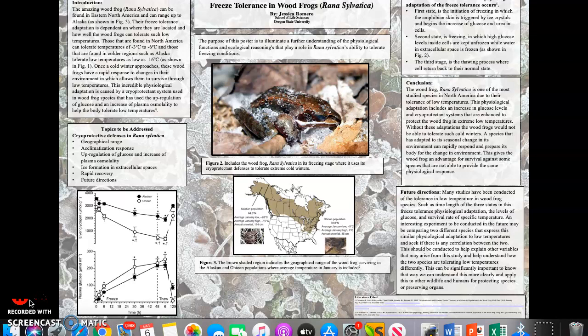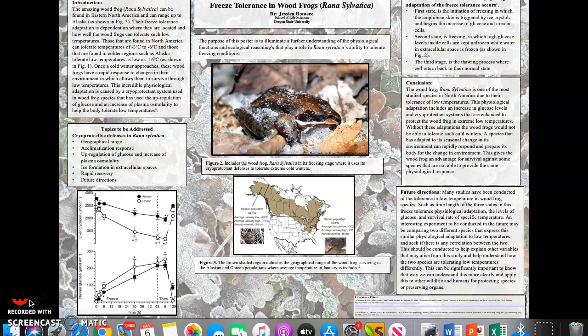This is very helpful for the frog, because with this physiological adaptation, it will not need to hibernate in a hole or move to a specific area. This is an advantage for survival in this species against those species that are unable to do this. Many studies have been conducted.